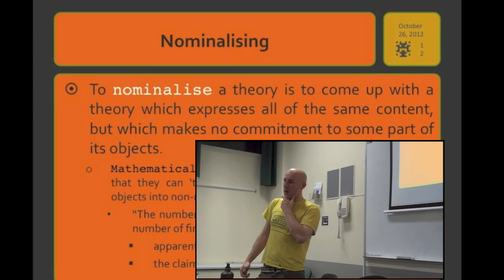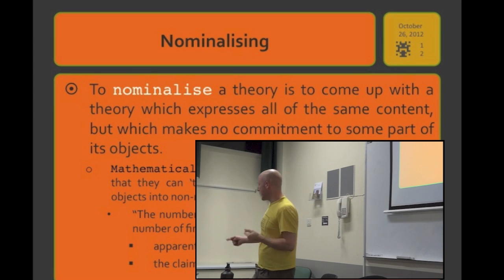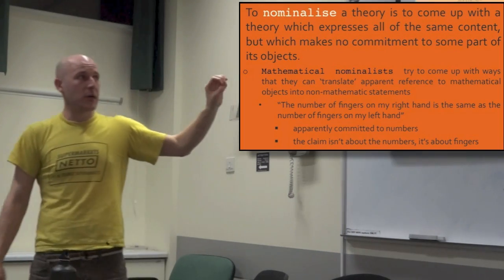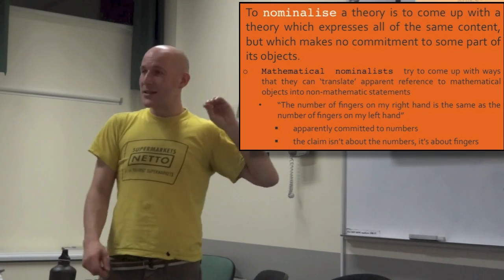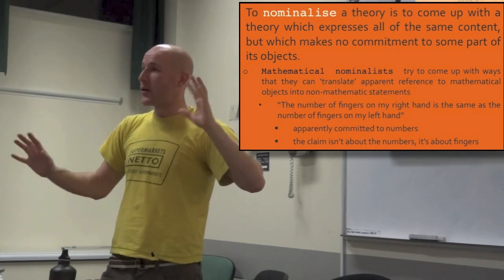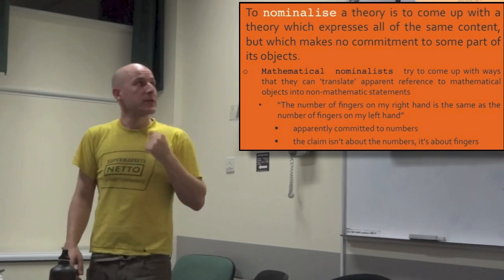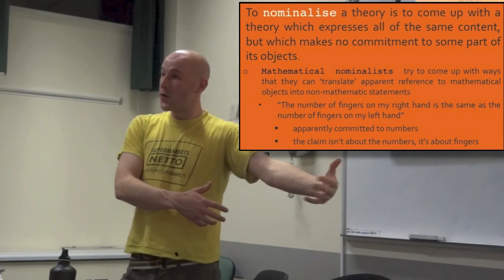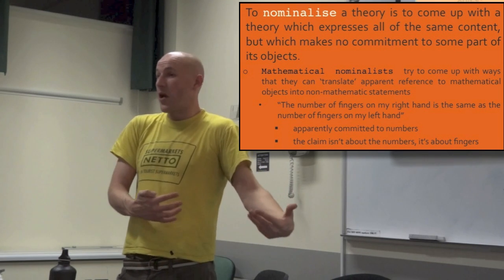I guess people do this quite a lot. Let me give an example that you might know. Let me think of an example. Oh no, I've given an example. Good, okay, right. So a mathematical nominalist will try and come up with a way to translate away, or get rid of, apparent reference to mathematical objects. And they'll translate them into non-mathematical statements that are not committed to mathematical objects.